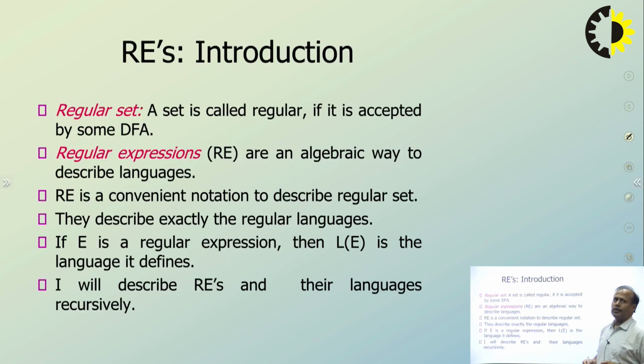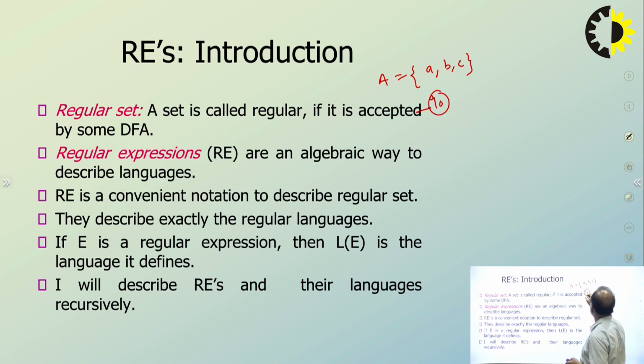As we know, regular expressions are convenient notations to describe a regular set. So what is a regular set? Any set is called regular if it is accepted by some deterministic finite automata, right? Suppose I have a set, let's say {A, B, C}. This set is going to be regular because we can design a finite automata which can accept this set, and we can say that this is the finite automata which can accept it. Therefore this set is going to be a regular set.